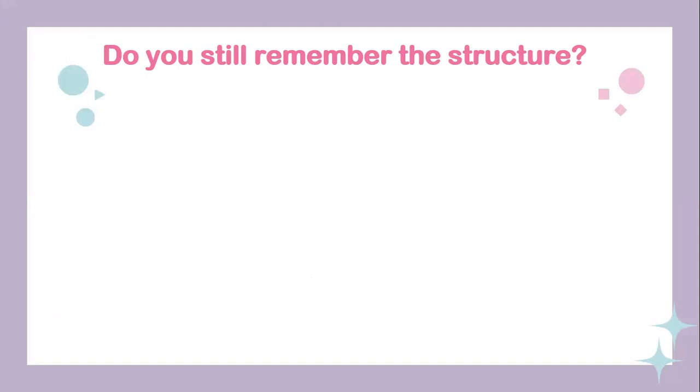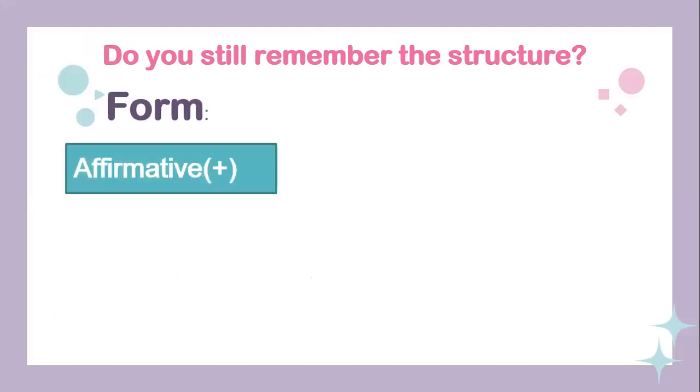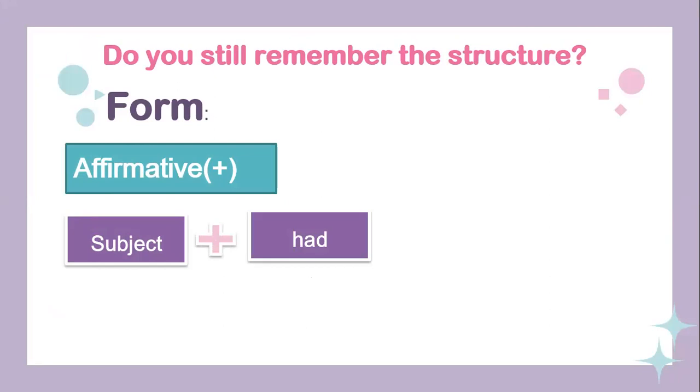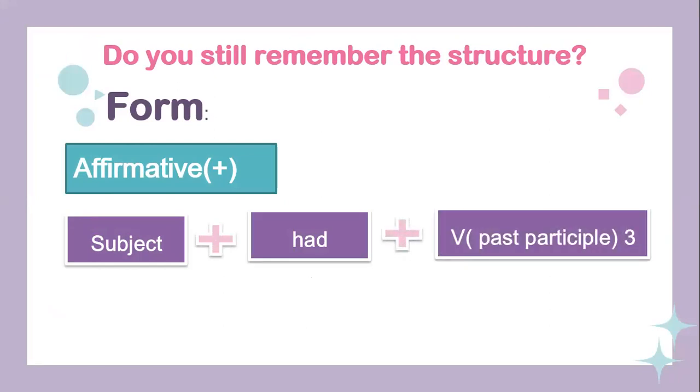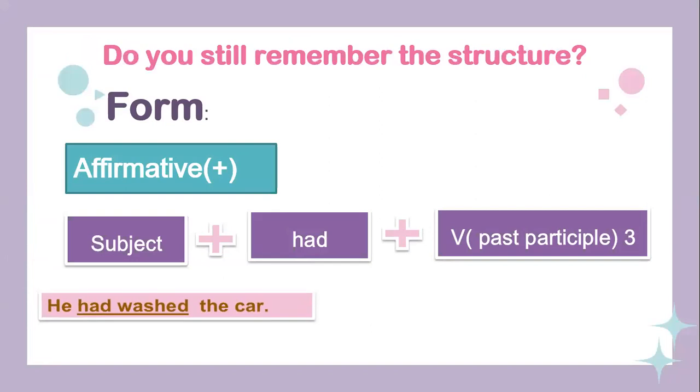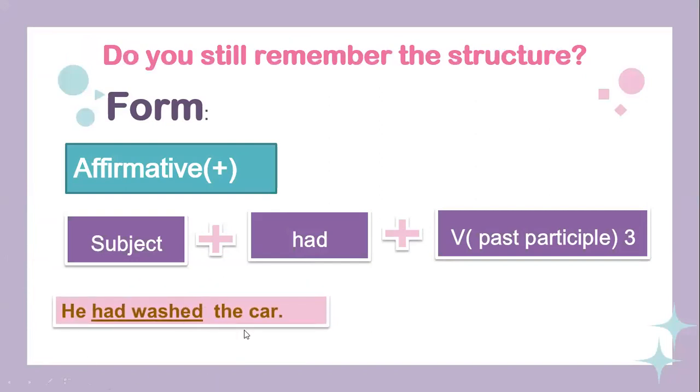Do you still remember the structure? The form was, in the affirmative, meaning in the ordinary sentence, subject, verb, object. Subject plus had plus verb 3 plus object. He had washed the car. He is the subject. Verb is had plus verb 3, had washed, and the object is the car.